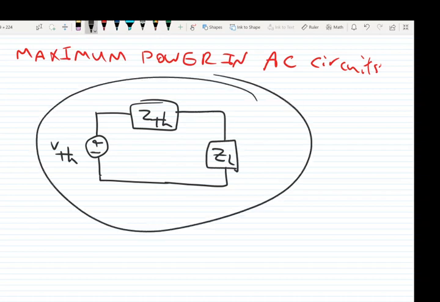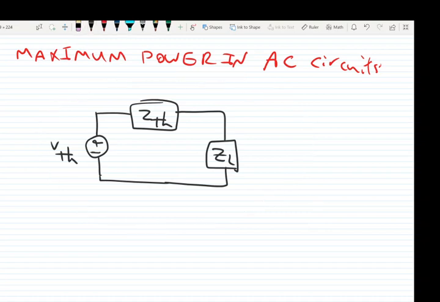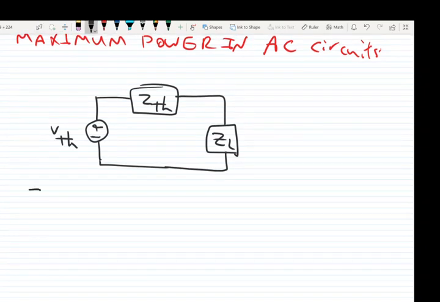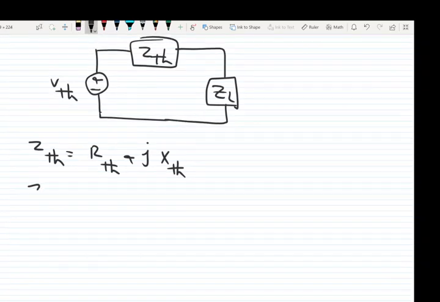So how do we find Z Thevenin and V Thevenin in this circuit? Of course, we have different methods that we discussed before. We can find V Thevenin and Z Thevenin. Z Thevenin consists of two parts: R Thevenin, which is the real part, plus JX Thevenin, which is the reactance part, imaginary in this impedance. For the load, we have ZL equal to RL plus JXL.